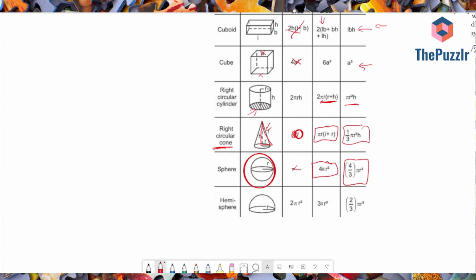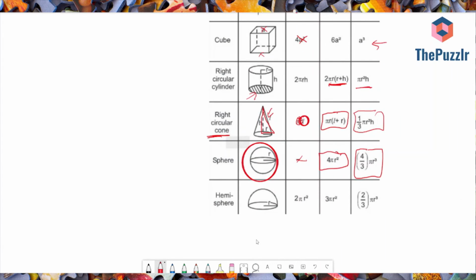Now, this is something that you can derive on the spot, but it's still good to know if you want to. A hemisphere has a curved surface area of 2 pi r squared because it's just half of the normal sphere. But the total surface area is 2 pi r squared plus the bottom face, so that would make it 3 pi r squared. And the volume is just the volume of a sphere divided by 2, so 2/3 times pi r cubed.